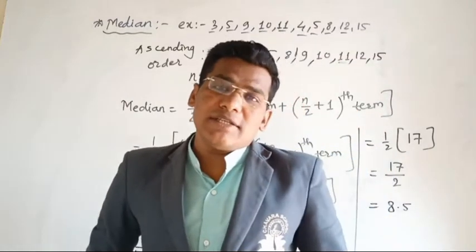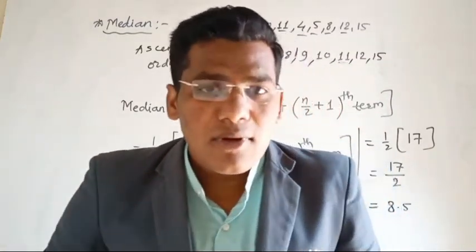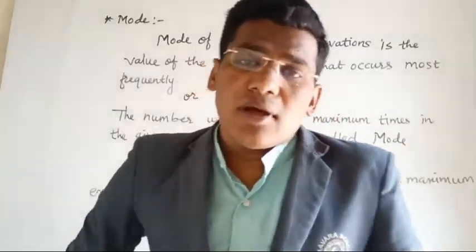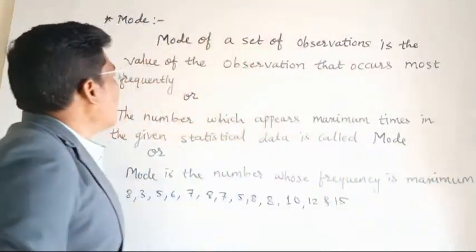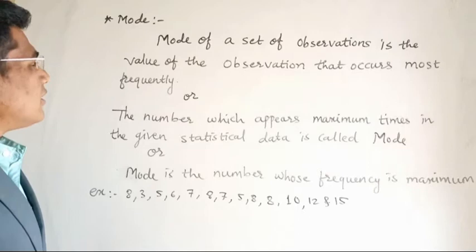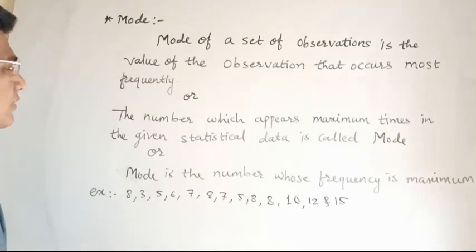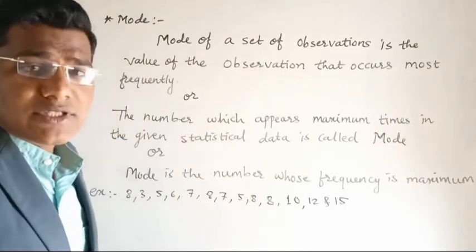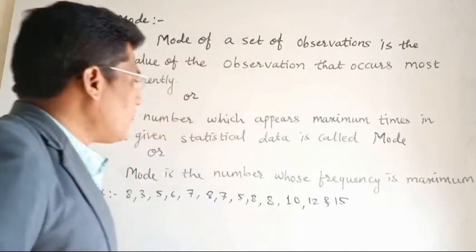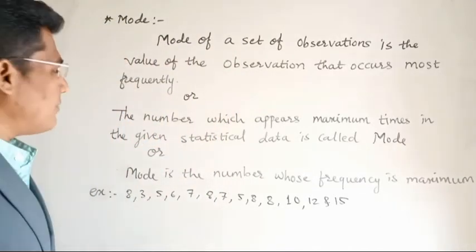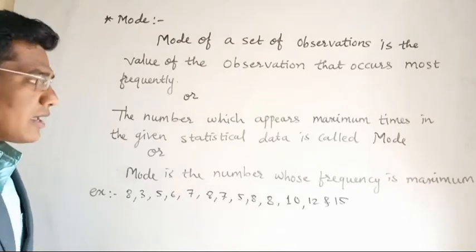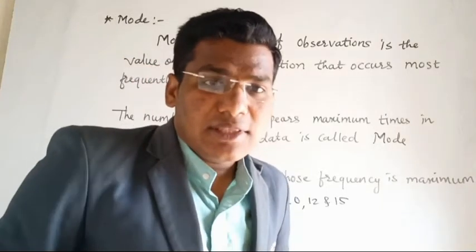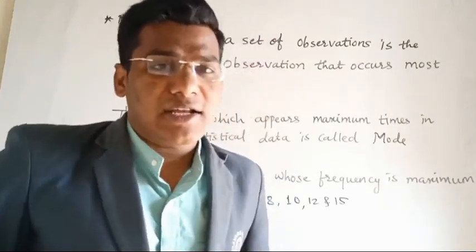Now the next topic of the lesson is mode. So what is meant by mode? How to solve the examples of the mode, that we will learn. A mode of a set of observations is the value of the observations that occurs most frequently. It is defined as the number which appears maximum times in the given statistical data. Means the number which appears mostly is nothing but the mode in the given statistical data.